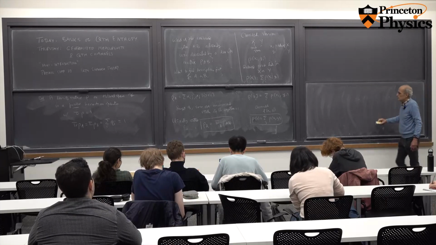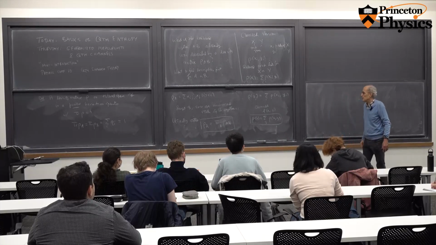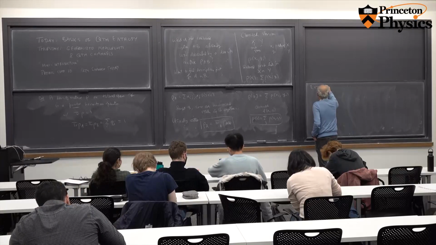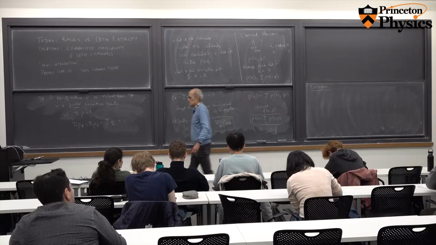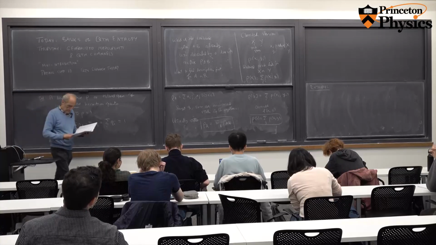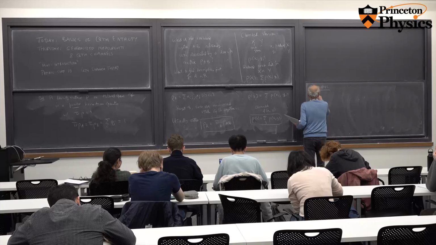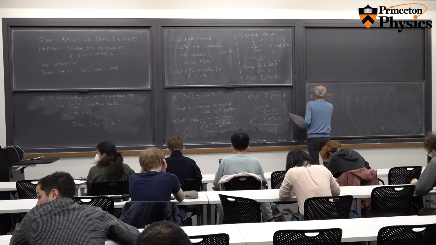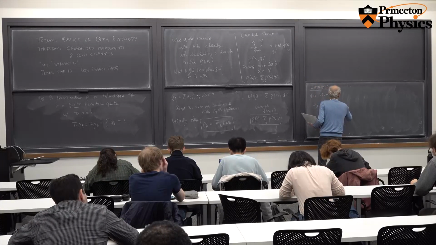Okay, so we're finished with our introduction to density matrices, and now we're going to move on and discuss entropies. So the basic definition of the von Neumann entropy: von Neumann defined S of rho to be minus the trace of rho log rho.